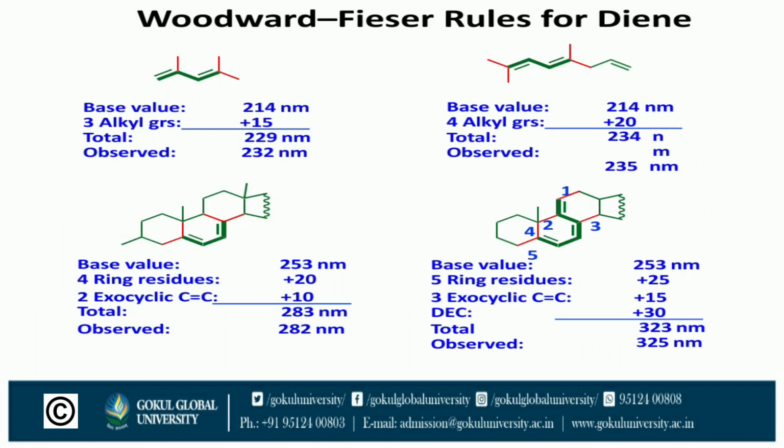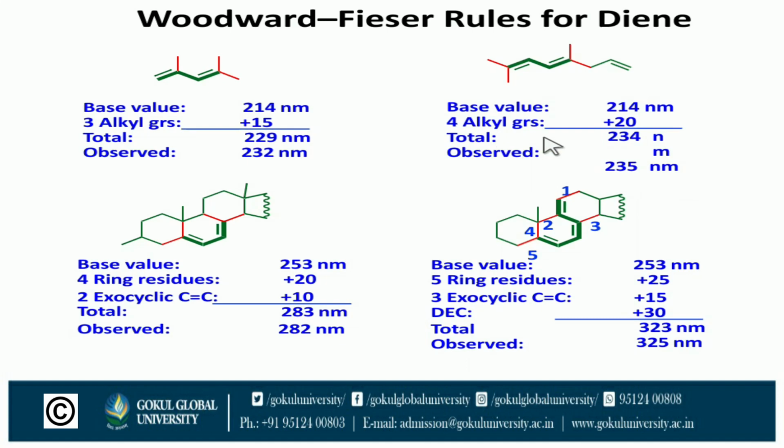Now in the seventh example, there is no cyclic ring present here, then the base value is 240 nanometer, 3 alkyl groups are present here, 1, 2 and 3, it's 3 into 5 equal to 15, then the total value is 229 nanometer. Observed value is 232 nanometer. Now in this structure, same, there are 4 alkyl groups present here, then 5 into 4 is equal to 20, total is 234 nanometer, observed is 235 nanometer.